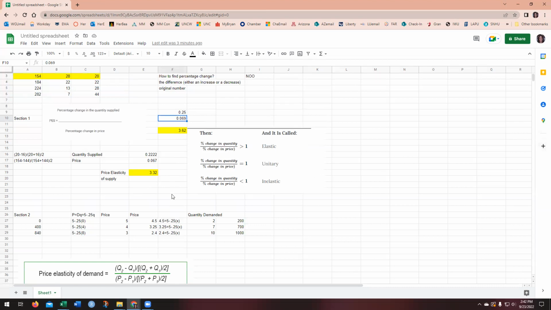On the next part, number 2 of section 1, it asks you to calculate the elasticity of supply as the price goes from this to this.